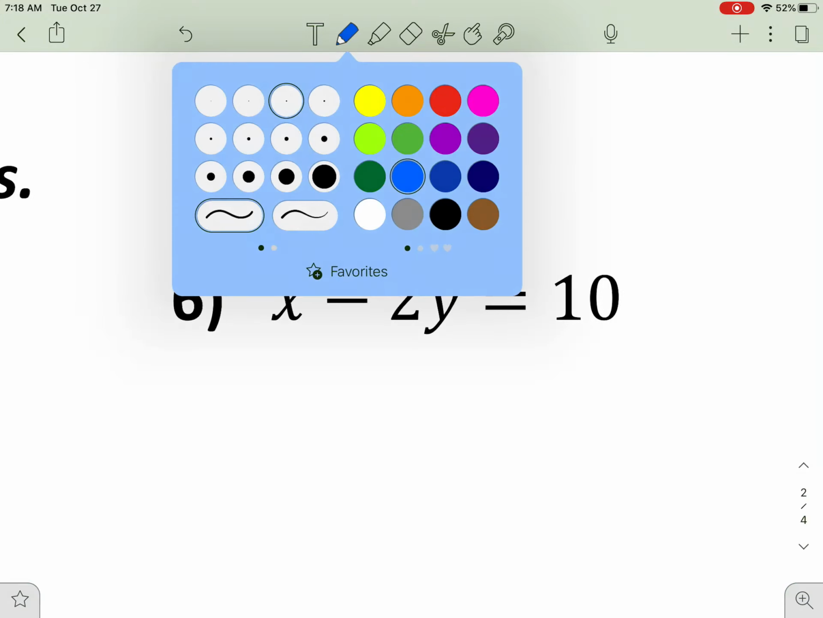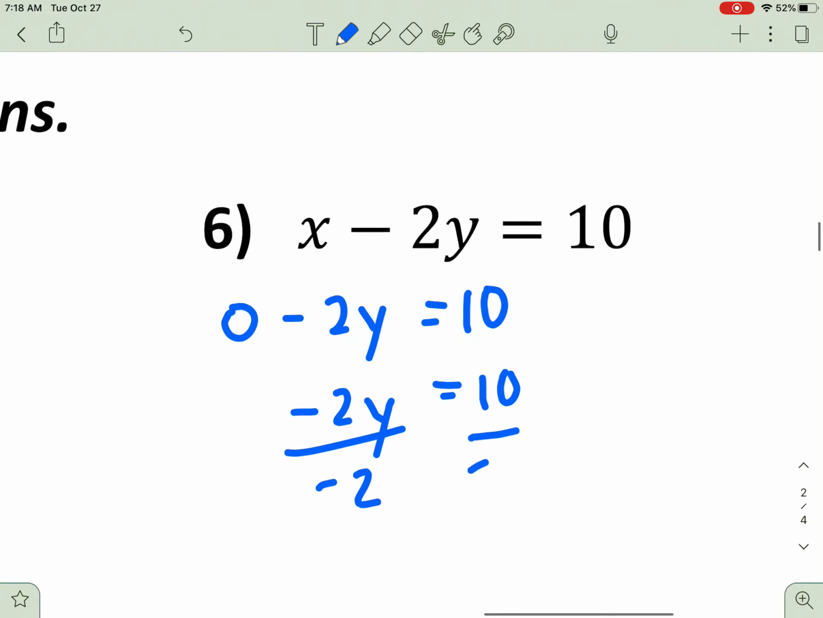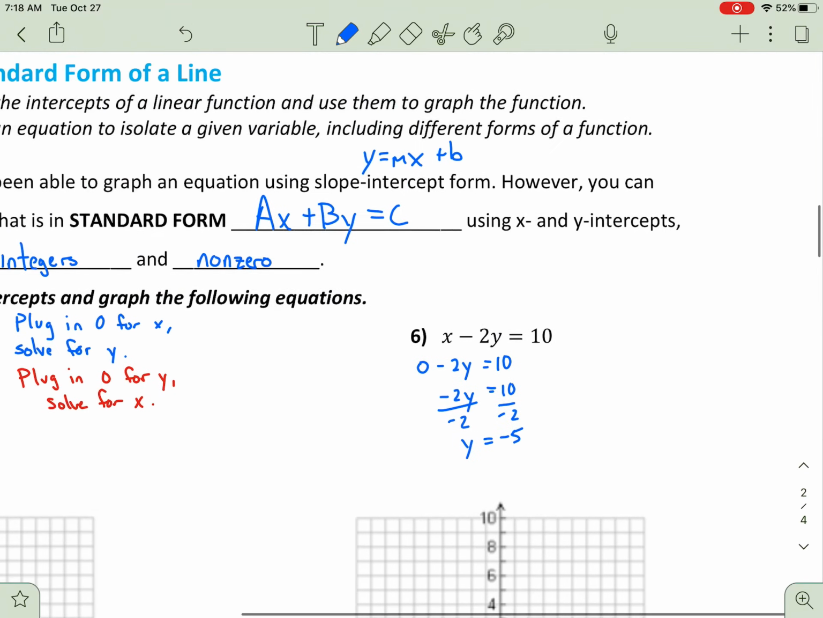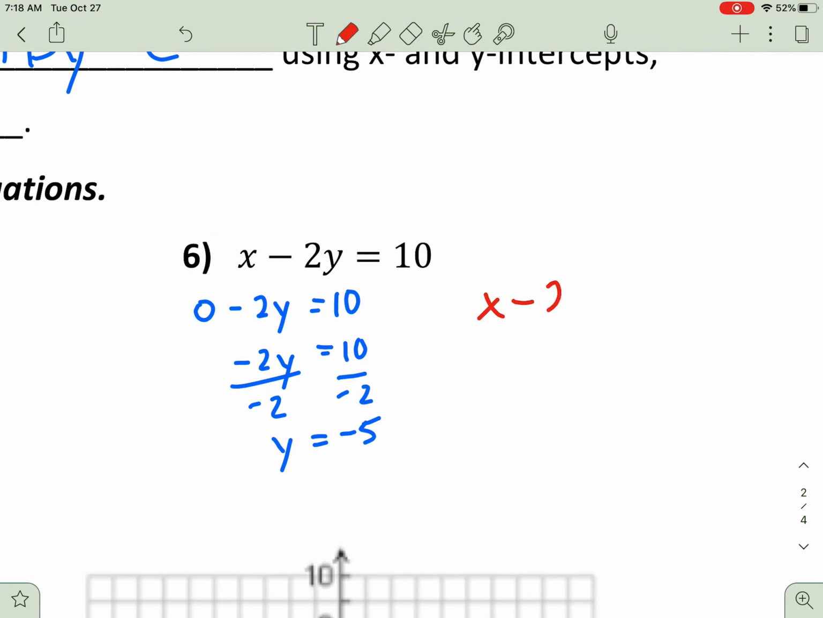Okay, now step 1, I'm going to plug in 0 for x. Negative 2y equals 10. Divide by negative 2. Y equals negative 5. So negative 5 on the y-axis. Okay, and then do the same thing where you plug in 0 for y.